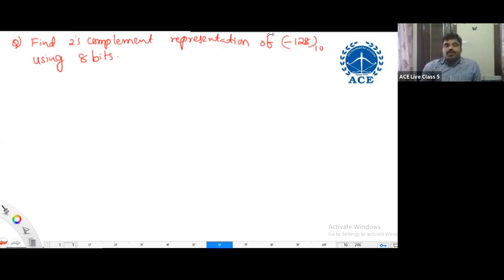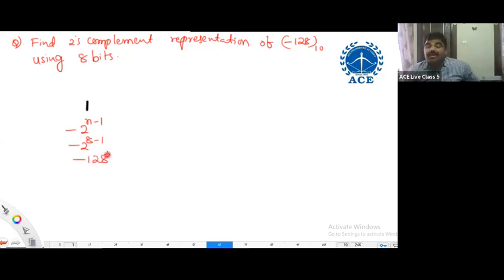Minus 128 should be represented using 8 bits in 2's complement representation. How many bits do I need to use? 8 bits. MSB is 1. Why are you saying that MSB is 1? Number is negative. Weight of MSB is minus 2 power n minus 1, minus 2 power 8 minus 1, minus 2 power 7. 2 power 7 is 128. Any doubt in that?